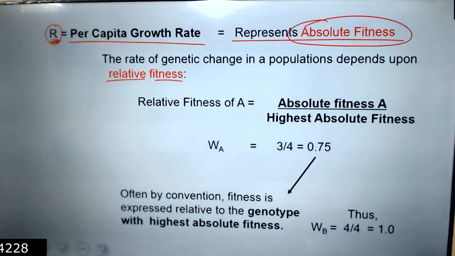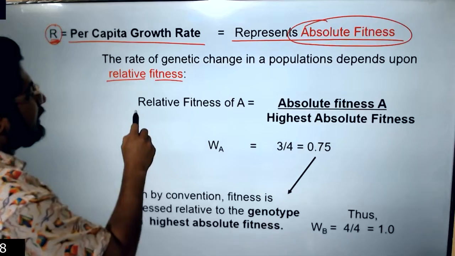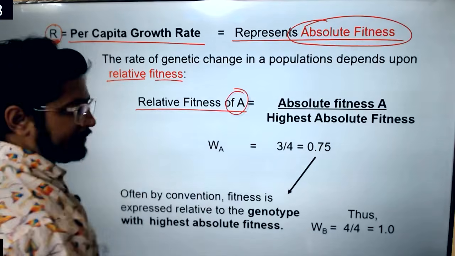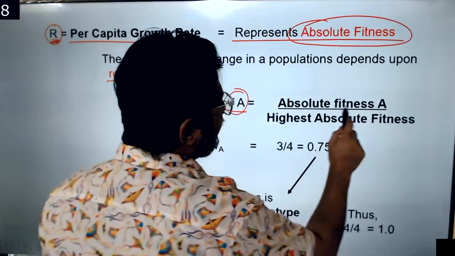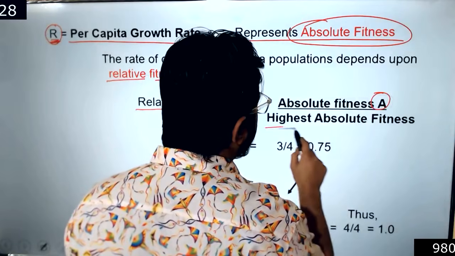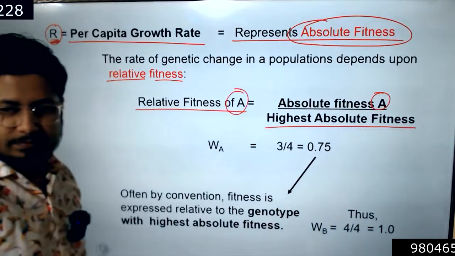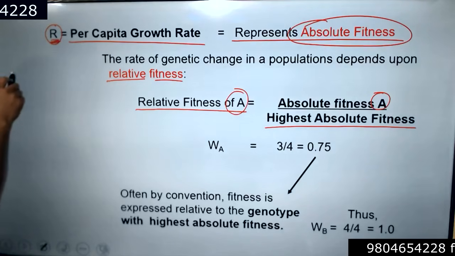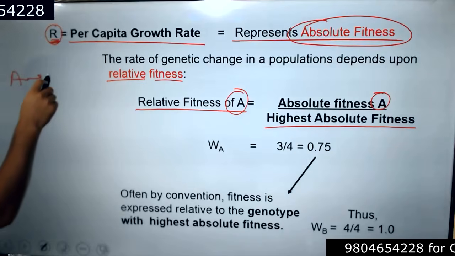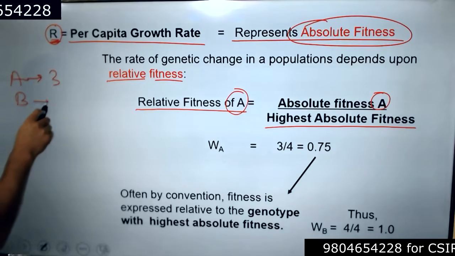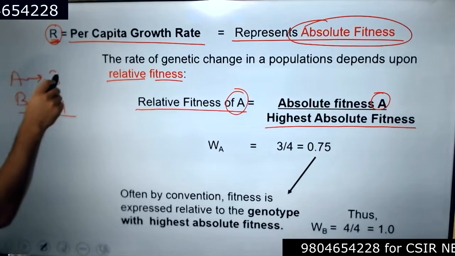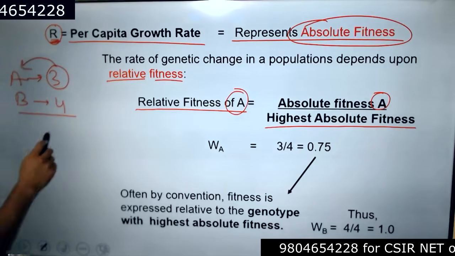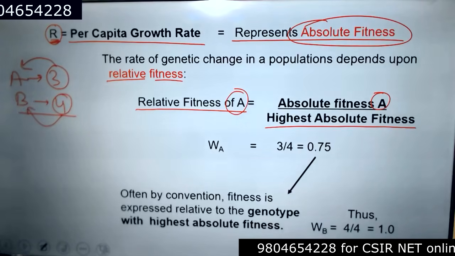Absolute fitness and relative fitness. So what is relative fitness? Relative fitness for A genotype equals the absolute fitness of A genotype divided by the highest absolute fitness. In this case, between genotype A and B, what is genotype A's fitness? 3, B's fitness 4. So 3 is the absolute fitness for A, 4 is the absolute fitness for B.